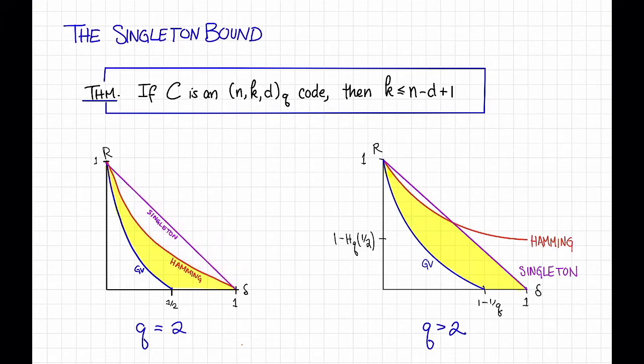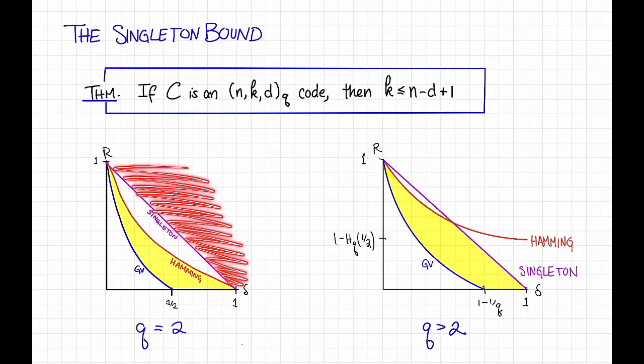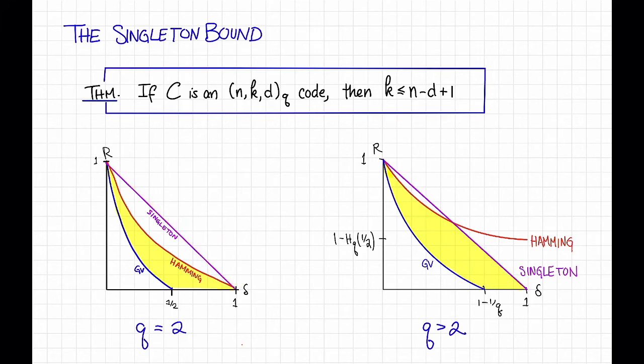If we plot it, it looks like this. So it says that anything out here is not achievable. But we already knew that from the Hamming bound. So for q equals 2, the Singleton bound is not telling us anything we didn't already know. It is strictly weaker than the Hamming bound, although it is a little bit simpler, so that's nice.